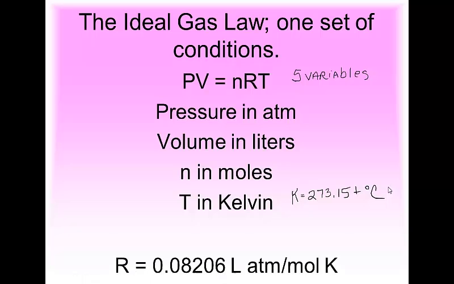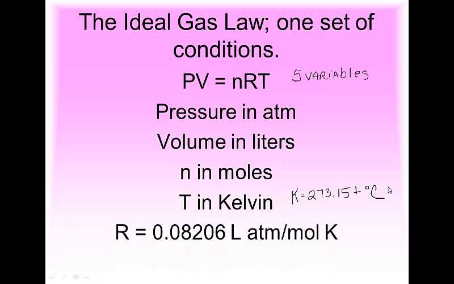How come? Well, R is a constant. So R is 0.08206 liter atmospheres per mole Kelvin. R actually dictates what units your pressure and volume should be in. And not only that, but it cuts this computation down to a mere 4 variables instead of 5. Now you're dealing with only 4 variables because R is a constant.